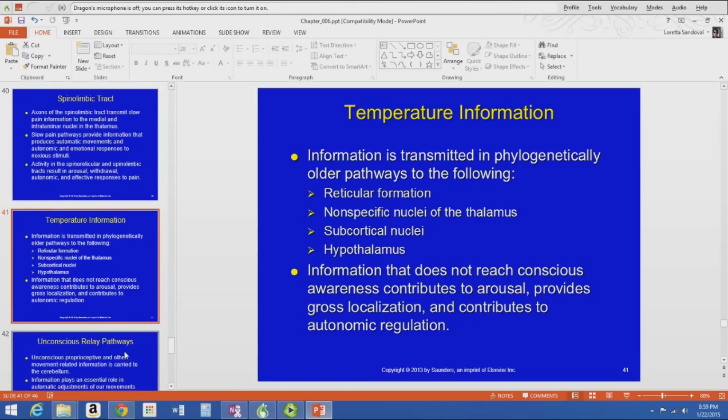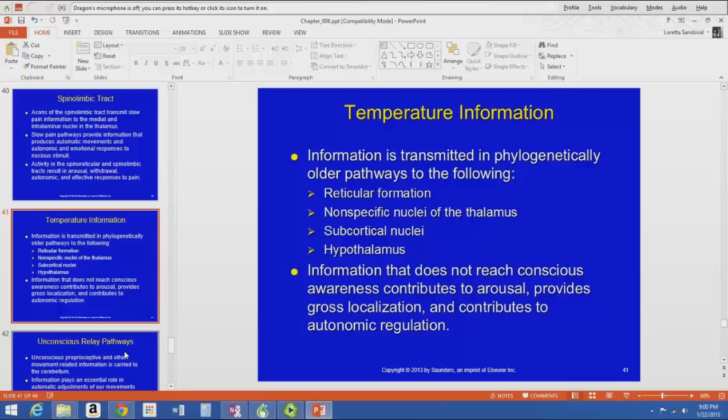Okay, temperature information, when they say phylogenetically older pathways, it means ones that developed earlier in our evolution. So those are our animal hindbrain. They're in the parts of our brain that developed earlier on. So that's the reticular formation and certain nuclei in the thalamus and subcortical nuclei in the hypothalamus. So those are all things that are controlling unconscious systems in our brain.